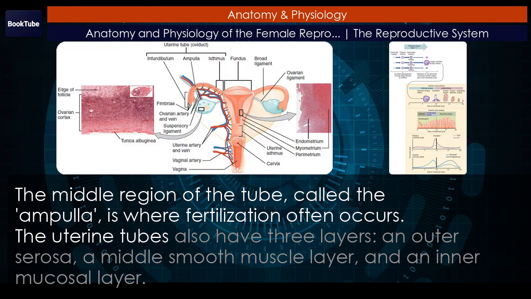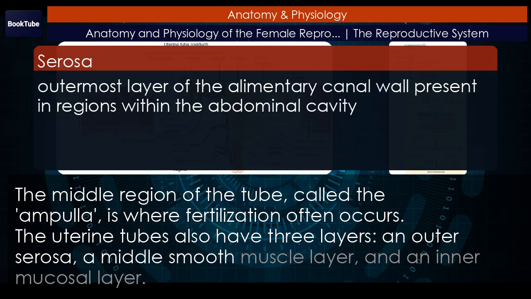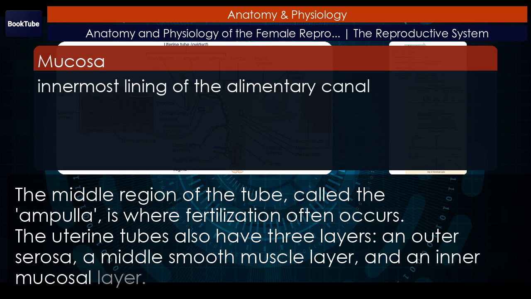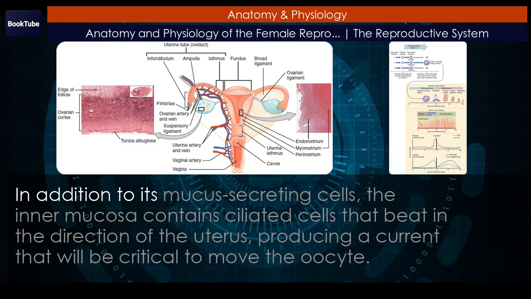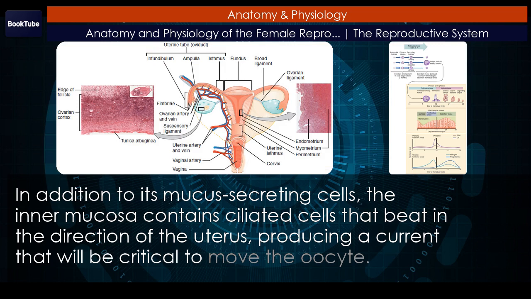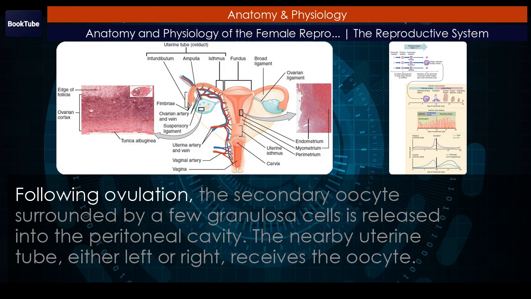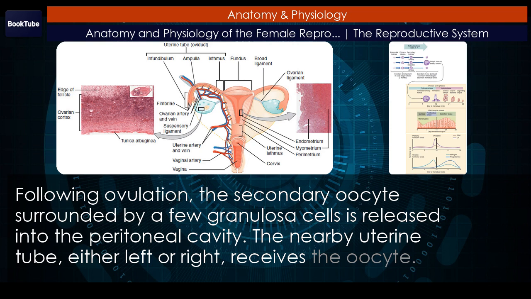The uterine tubes also have three layers: an outer serosa, a middle smooth muscle layer, and an inner mucosal layer. In addition to its mucus-secreting cells, the inner mucosa contains ciliated cells that beat in the direction of the uterus, producing a current that will be critical to move the oocyte. Following ovulation, the secondary oocyte surrounded by a few granulosa cells is released into the peritoneal cavity. The nearby uterine tube, either left or right, receives the oocyte.